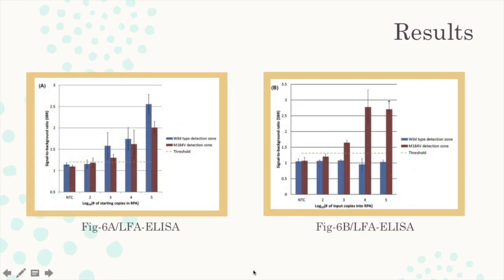So the LFA and ELISA results. We're going to have here the wild type detection zone and the increase of copies in the wild type DNA. When we put more wild type DNA copies here, the wild type detection zone is going to increase its signal to background ratio, and it is going to increase a little bit the mutant detection zone signal to background ratio too. But when we see this one, for the mutant detection zone specifically, when we put more mutant DNA, it is going to increase the signal to background ratio in the mutant detection zone, but the wild type detection zone is not going to increase its signal to background ratio.